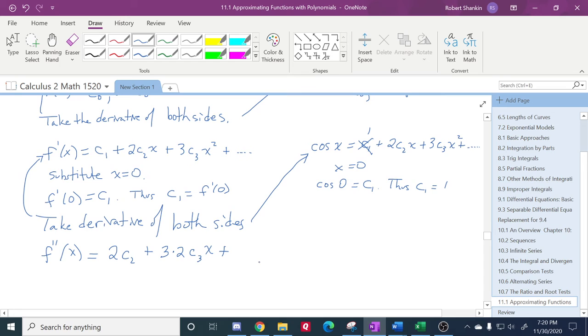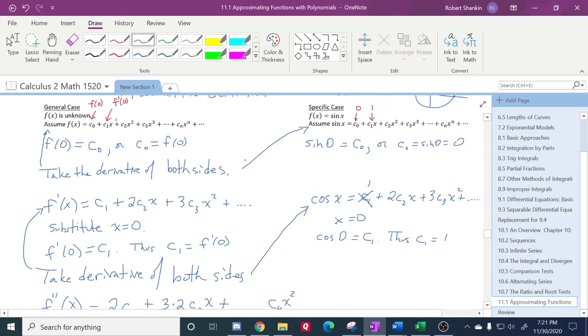Anybody see it? Would it be 2 times 4 C4 x... 8? C4 x to what power? X cubed. It would go up by 1. X squared, sorry, x squared. X squared.